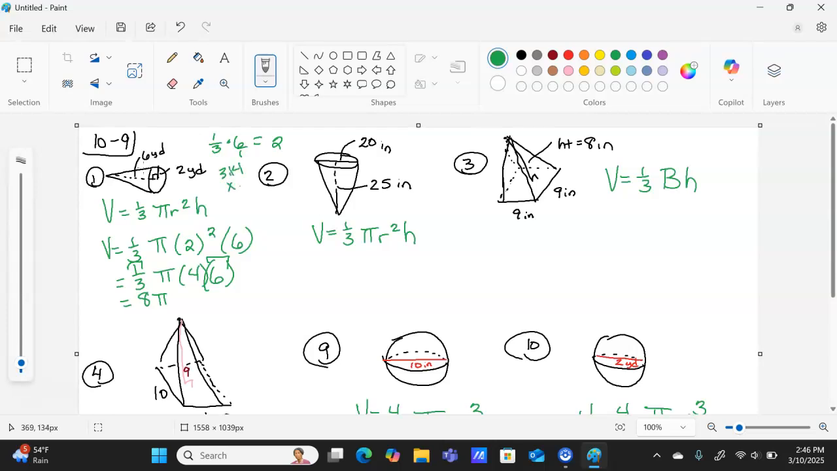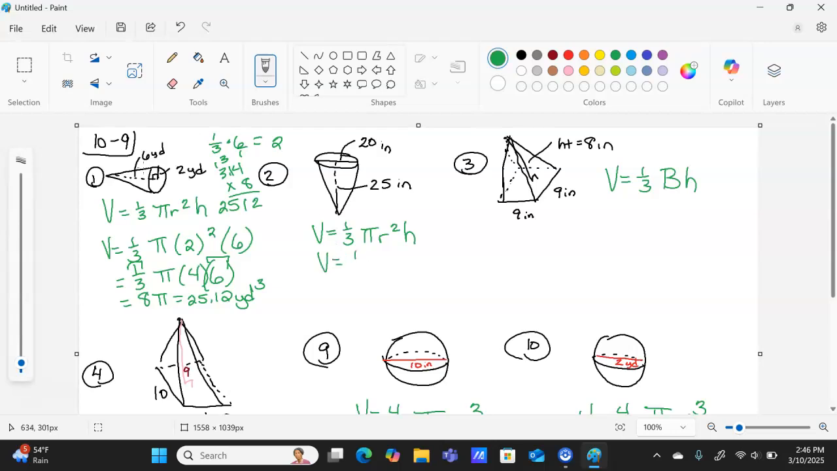3.14 times 8, carry the 3. 8 times 4 is 32. 8 times 1 is 8, plus 3 is 11. Carry the 1. 8 times 3 is 24, plus 1 is 25. So we get 25.12 cubic yards.